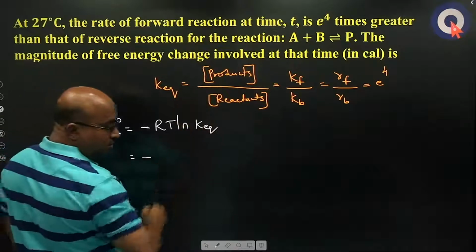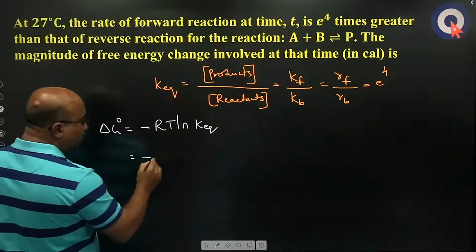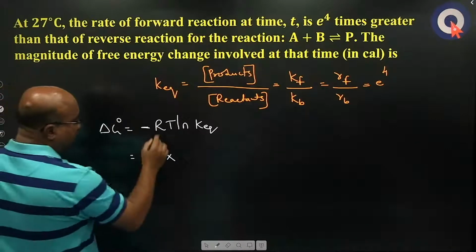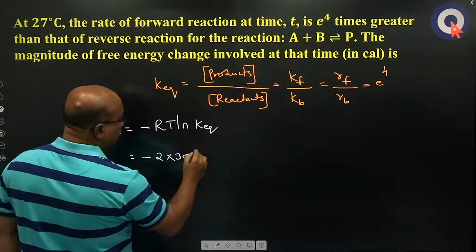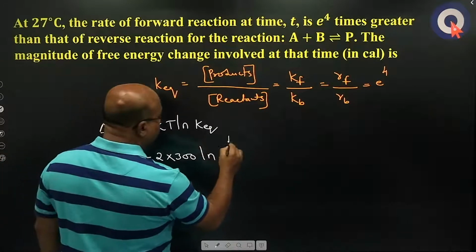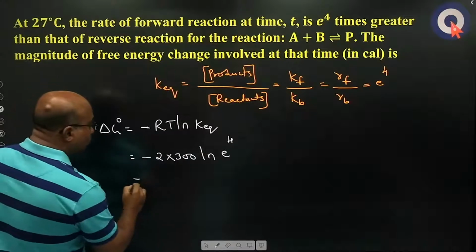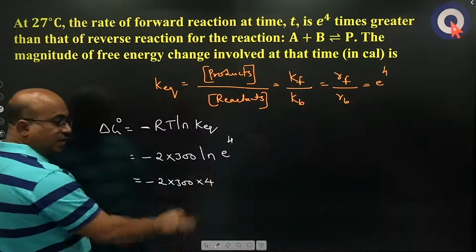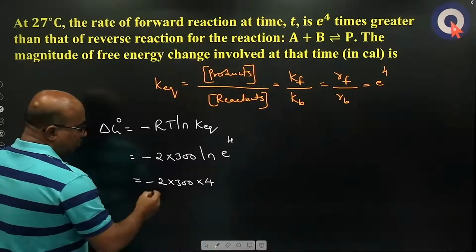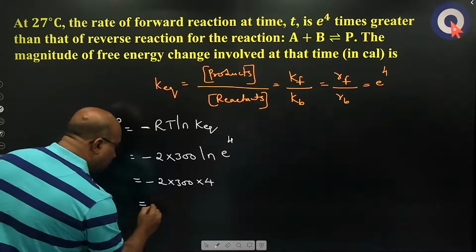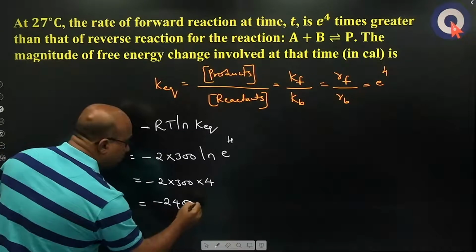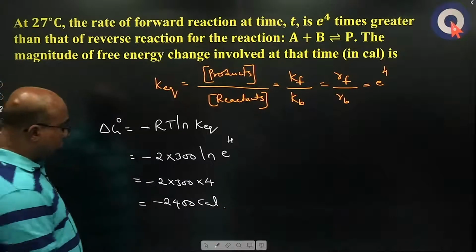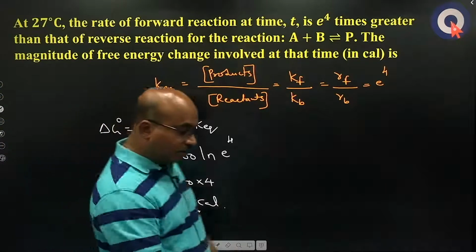Now we have to calculate in calories, so we take the R value as 2. The temperature is given as 27 degrees centigrade, so we take the temperature as 300. Then ln of e to the power of 4 is nothing but 4. So it is minus 2 into 300 into 4, because ln e is 1, everybody knows that. So it is 6 into 400, that is 2400 calories. Clear? We need only the magnitude, so we can take 2400 as our answer.